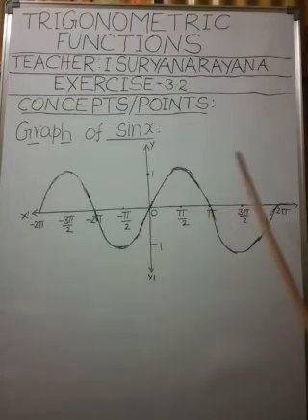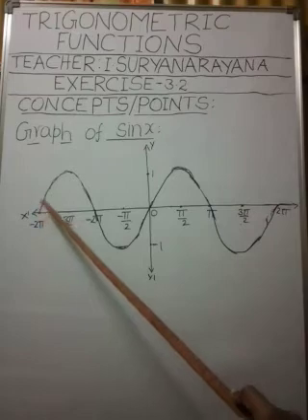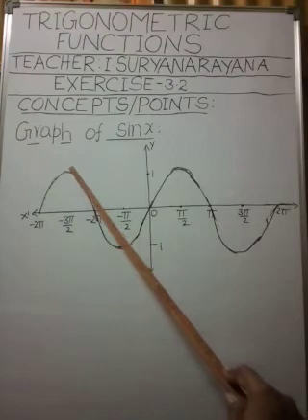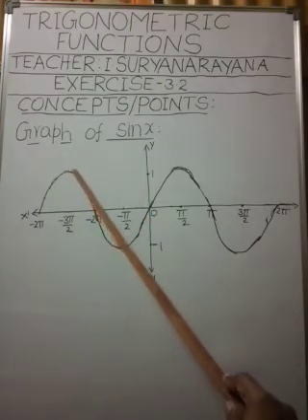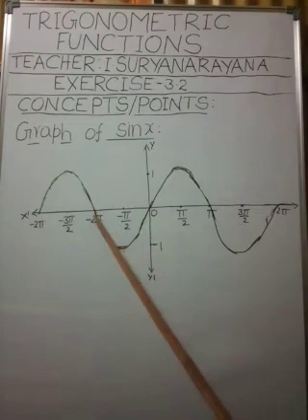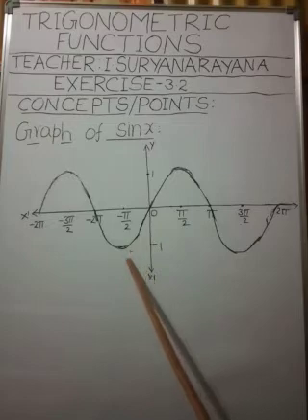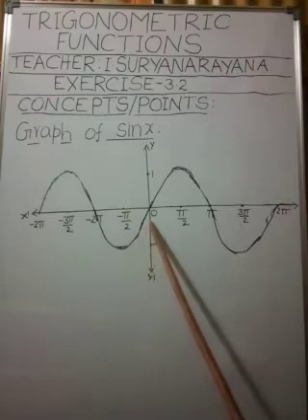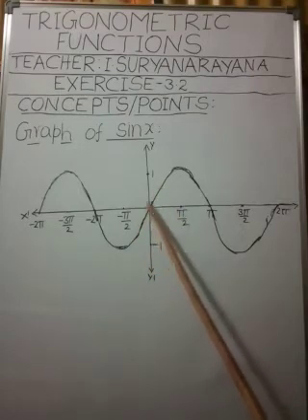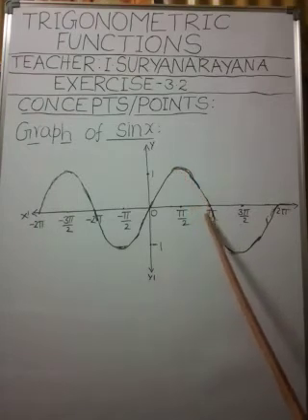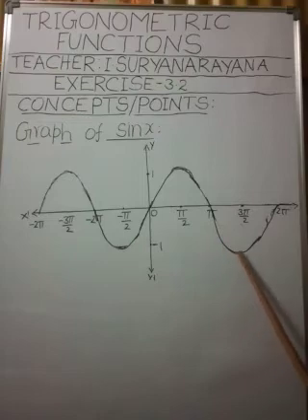Okay, my children. Now observe this one. Here from minus 2 pi, it is increasing up to 1. That curve is increasing up to get the 1. After 1, it is going downwards till minus 1, until it is reaching minus 1. After that again the curve is increasing up to 1. Again here, decreasing up to minus 1.